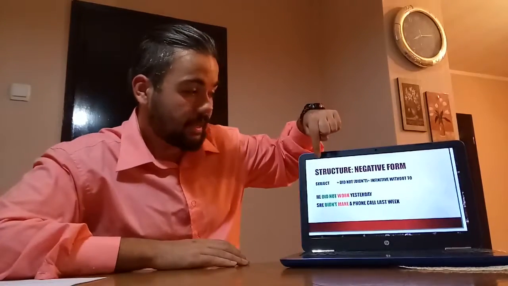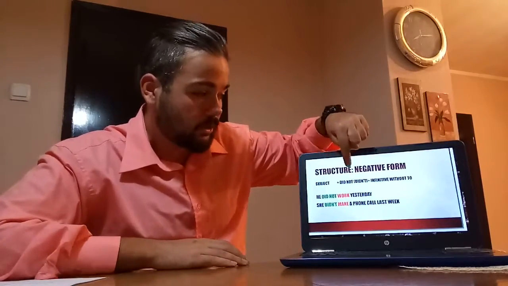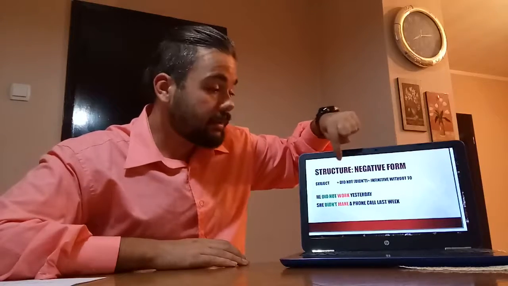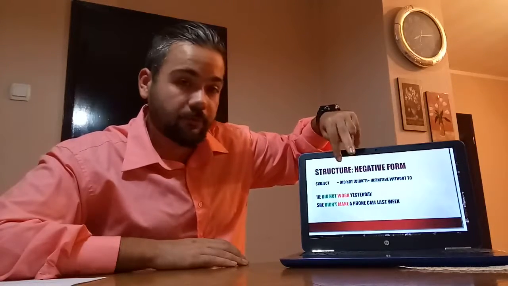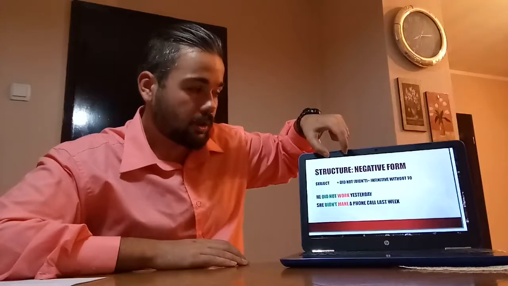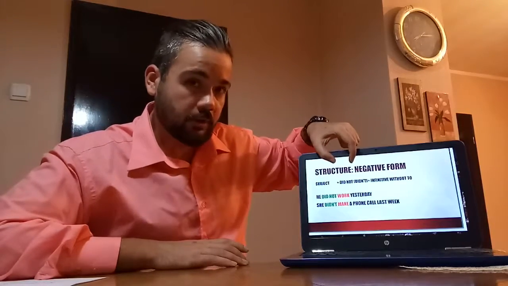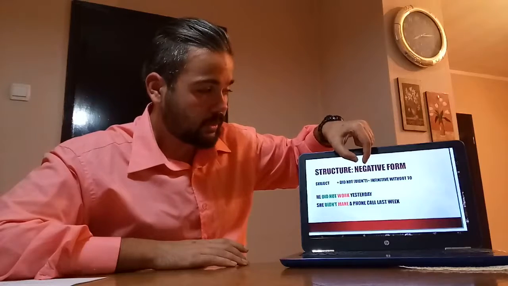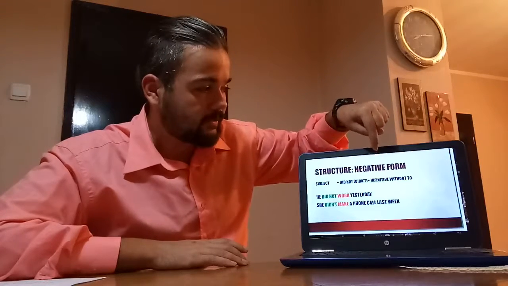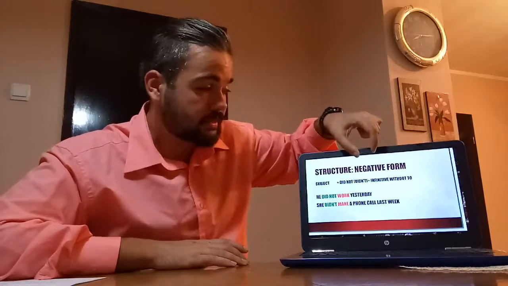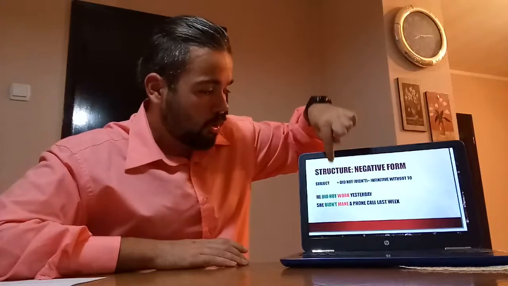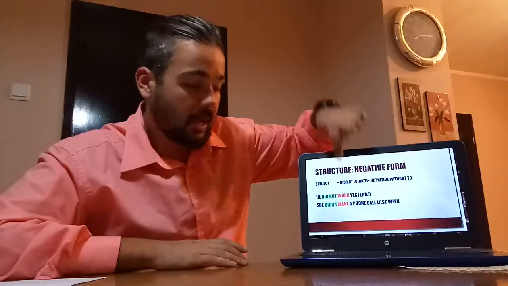So, for example, it's a subject plus did not or didn't. This can be written two different ways, the shorter version and a longer version. It's even pronounced differently. Did not, didn't. Okay? And the infinitive without the to. What does this mean? The infinitive version of the main verb, in this case work, and in this case make.